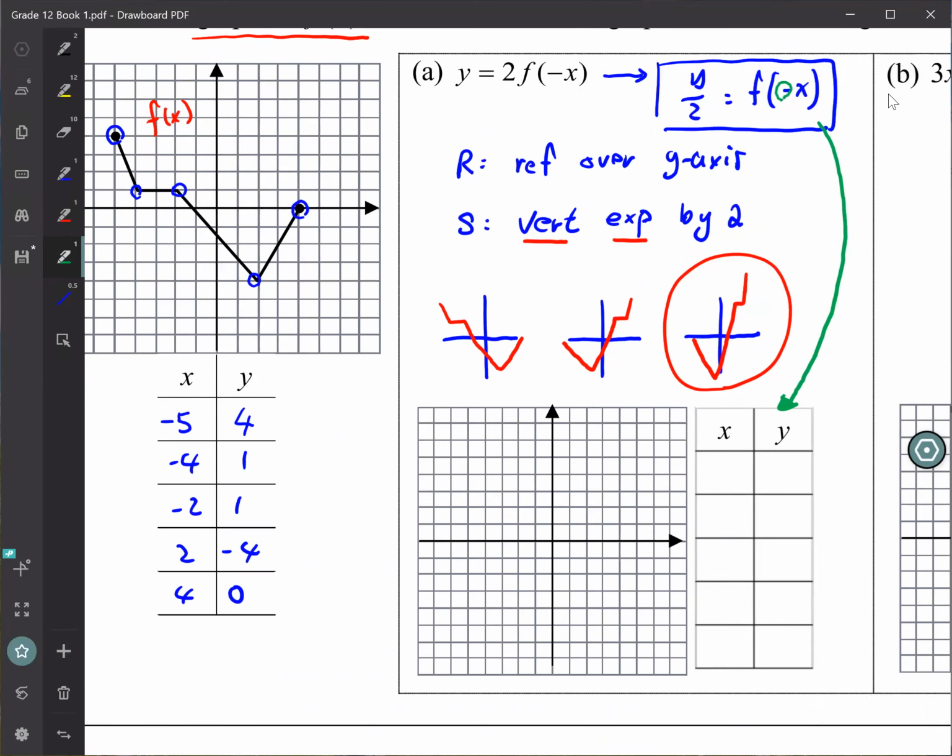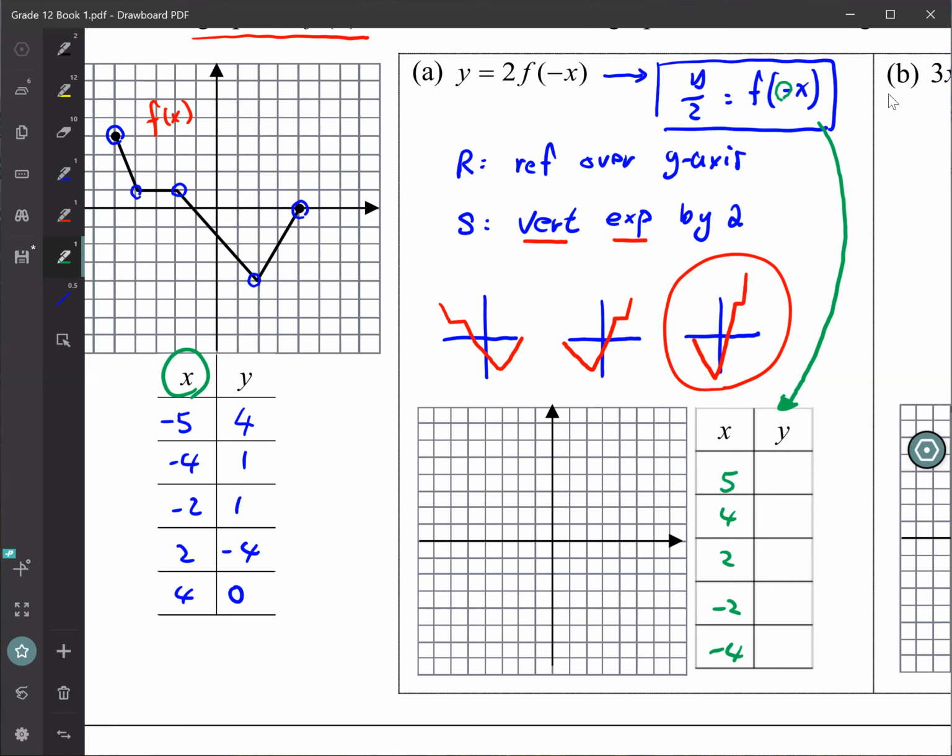You ready? All the x values need to be multiplied by negative. So what are they now? -4, -1, -1, -4, -0. X values, you ready? 5, 4, 2, -2, -4. Yes. Okay. Any questions so far? Because there's a negative sign with the x, it will affect the x values. You multiply everything by negative, and it will make the graph flip over the y-axis.